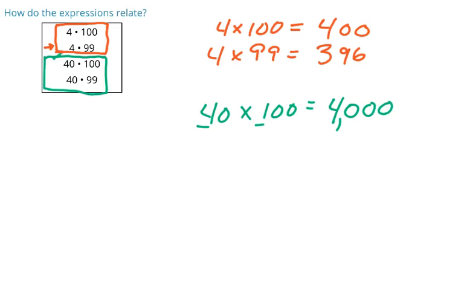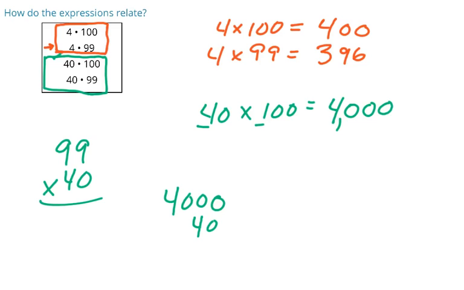So here's the question. How do we solve 99 times 40? Well, I know that if I have 100 groups of 40, I would have 4,000. But if I had 99 groups of 40, 99 is just 1 less than 100. So I could just take away 1 group of 40. And if I take away 1 group of 40 from 4,000, let's see. I'm taking a 40 out of 4,000. Let's do it.